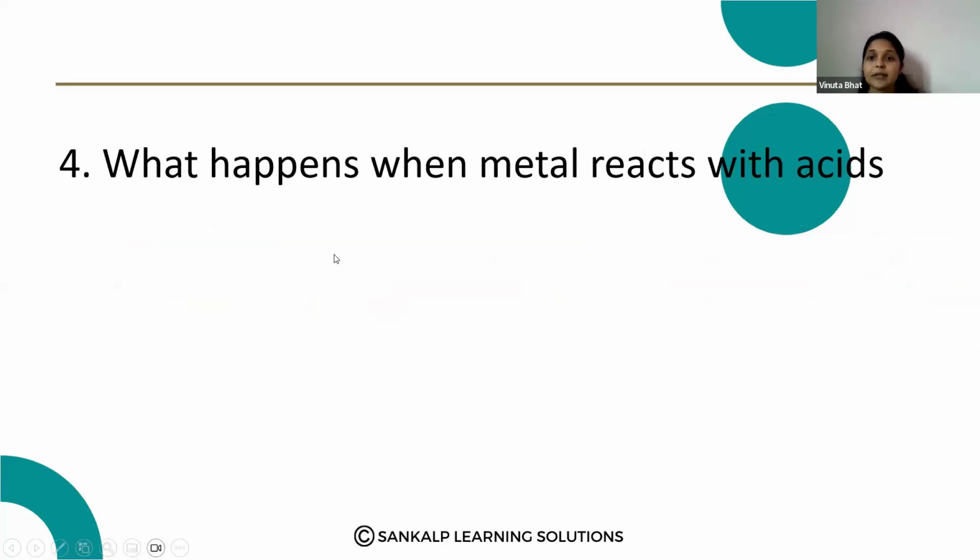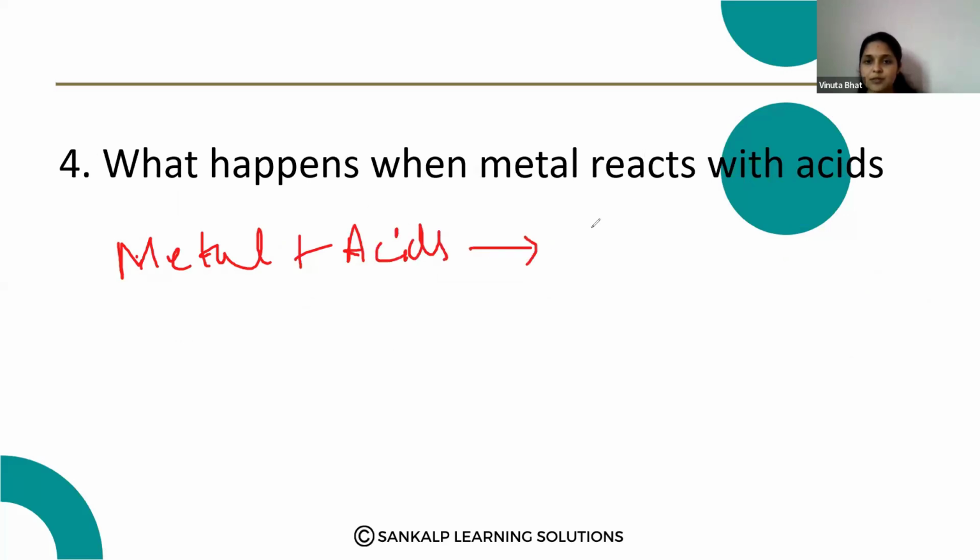What happens when a metal reacts with acids? Just imagine zinc is the metal. When a metal reacts with an acid, it forms a salt and releases hydrogen gas.